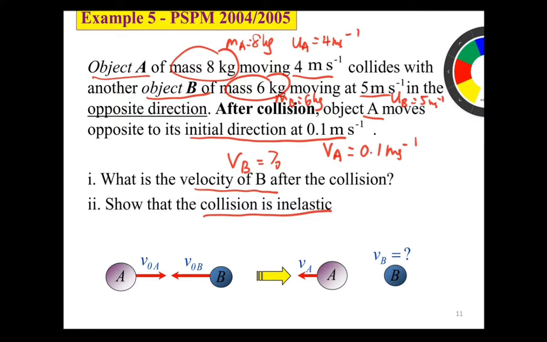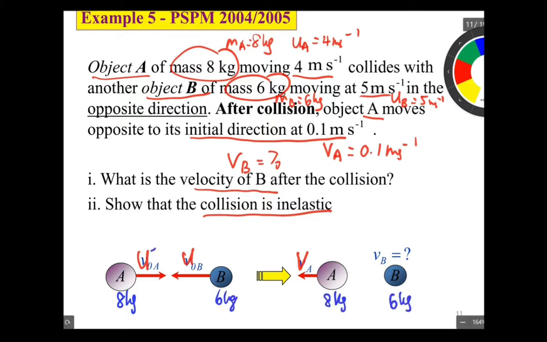Okay, so diagram dah lukis. So dia lukis, dia dapat macam ni lah. UA, UB, VA, VB. Okay, so madam tulis dulu kat sini. UA is equal to 4 meter per second. UB is equal to 5 meter per second. So mass A kita adalah 8 kg, mass B kita adalah 6 kg. Ni pun samalah, 8 ni 6 kg.